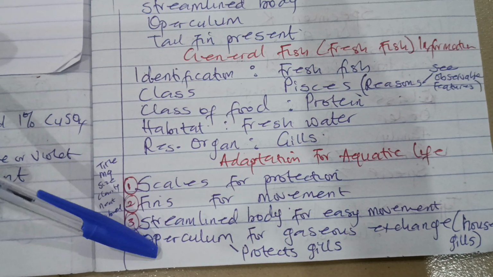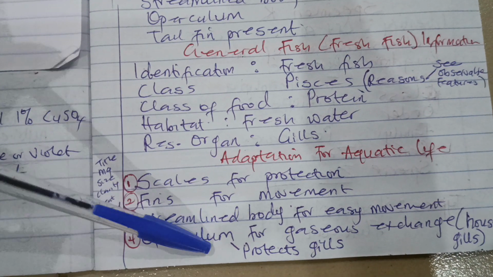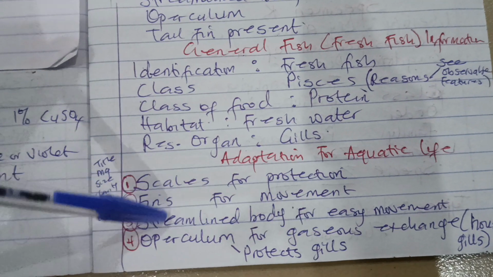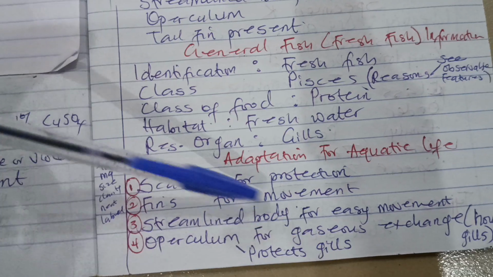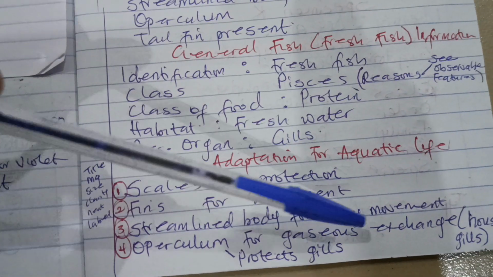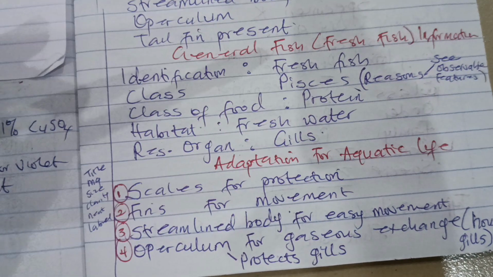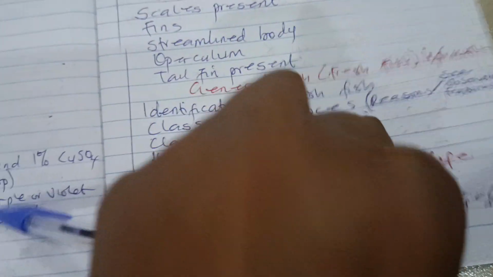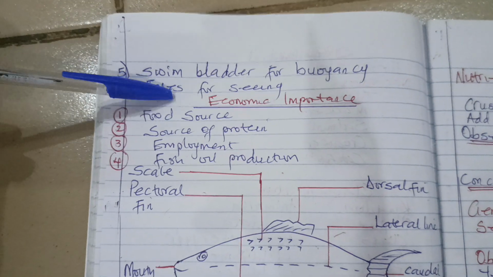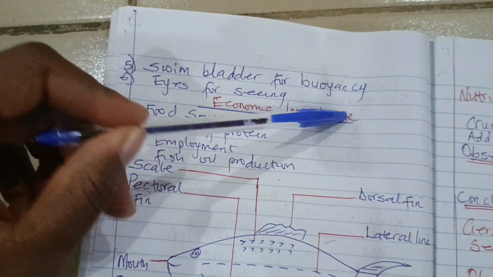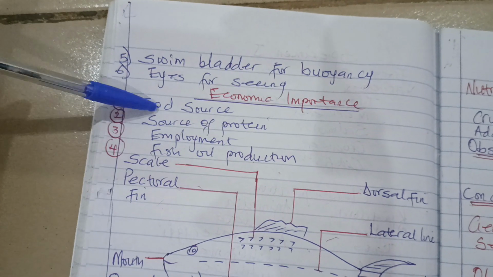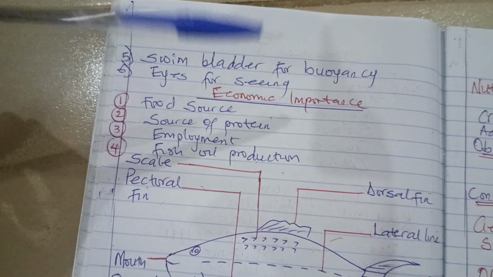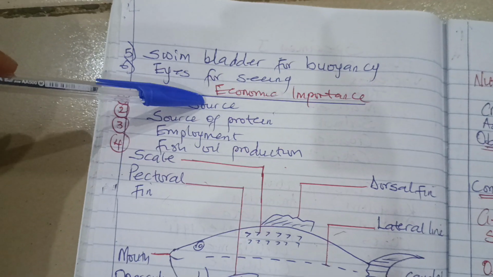Then it has the operculum. The operculum actually protects the gill. Inside of the operculum is where you find the gill. So you can say the operculum protects the gill, and the gill is the main respiratory organ used for respiration in the fish. I hope you're following. The fish also has what we call a swim bladder. It is used for buoyancy. Buoyancy helps the fish not to sink, to float. Then it also has eyes, because it's an animal. It has eyes for seeing.